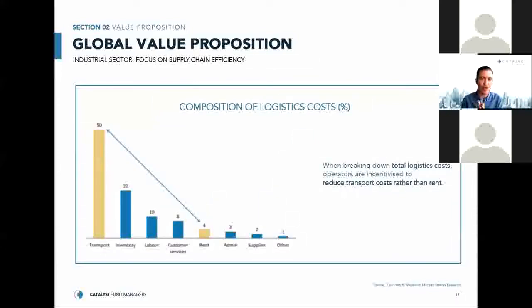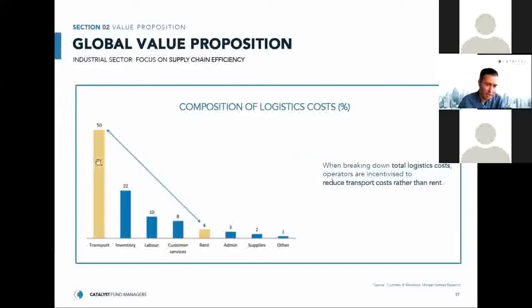Added to that, if you look at the end-to-end composition of logistics costs and you break it down into its various components, you can see that transport is the single biggest component of logistics. It makes up about 50% of your total logistics cost. Rent's a very small component. It makes up about 4%. Okay, this is rental of the warehouse. So what happens here is when you have your retailers looking at their logistics supply chain and they're trying to cut costs, they say to themselves, well, if I can hire a warehouse that is closer to my end consumer, and therefore I would be able to reduce my transport costs.